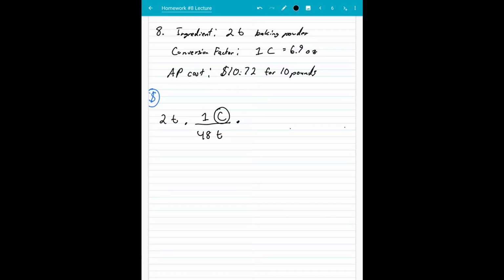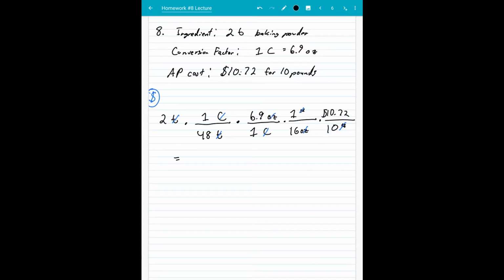Now that we have it in cups as our unit of measurement, we can go ahead and convert it into a weight measurement so that we can finally get to this. So this would be for every 1 cup, we have 6.9 ounces. Now we need to convert ounces to pounds because our cost is in pound increments. So this would be 16 ounces for 1 pound. And then now that it's in pounds, we need to put it into money. It's $10.72 per 10 pounds. We use this entire rate right here. And then you're all set up. The teaspoons cancel out, cups cancel out, ounces cancel out, and pounds cancel out.